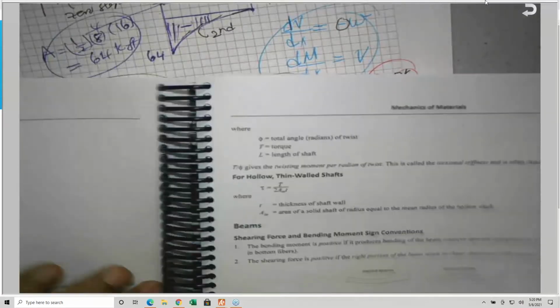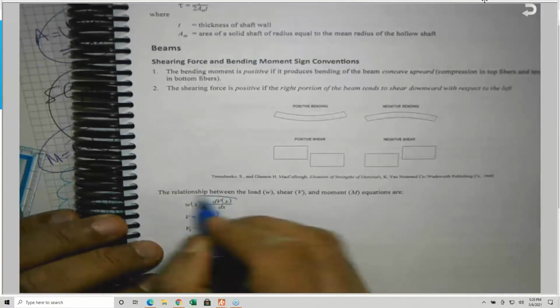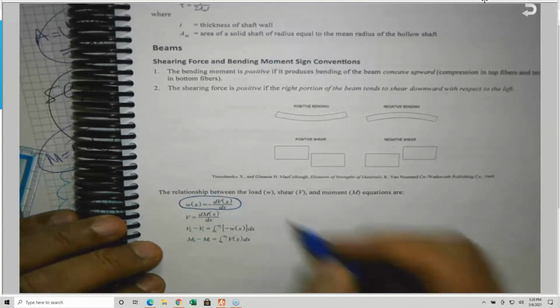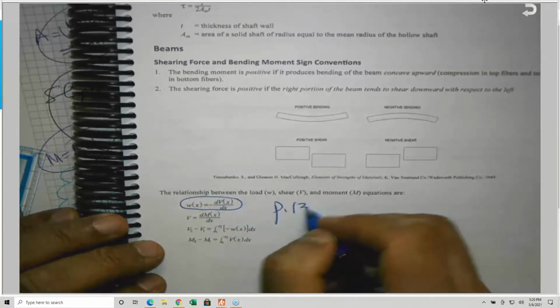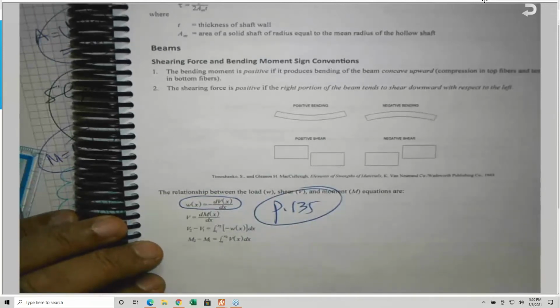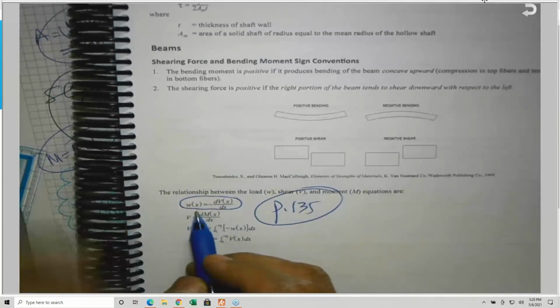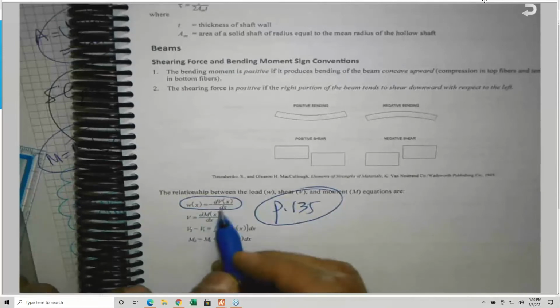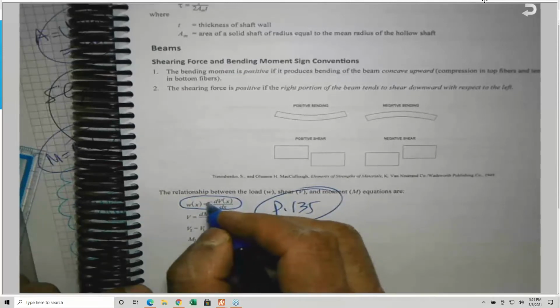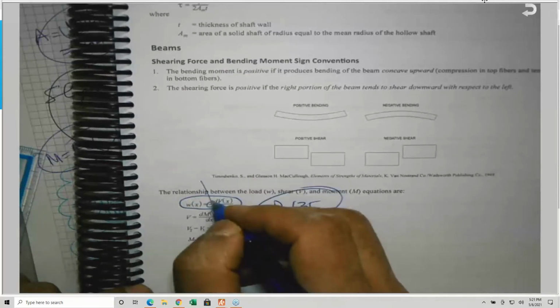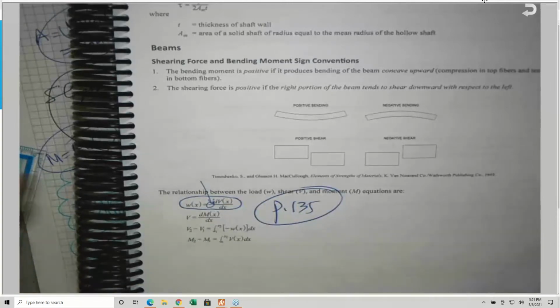Here it is. This is the original document. So this is the NCEES book, page 135. So W sub x, or Wx, is equal to dV by dx, and there is a negative here. You see this negative sign here? This is not a typo, as I told you. This is part of the equation.